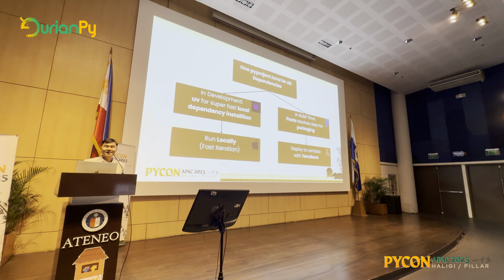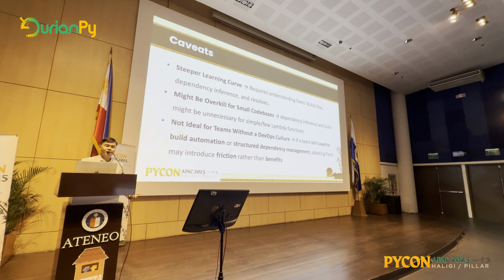So that's it. Some caveats of this workflow: there's a steep learning curve when you run UV and the pants build system. It might be a bit overkill, especially for smaller repositories when you have just 2 Lambda functions and you can handle managing those requirements files yourself. And it's not really ideal for teams that don't have a DevOps culture in place. So a team might not be used to build automation, testing, linting, things like that, and structured dependency management. So they might struggle in that regard when adopting this tech stack.